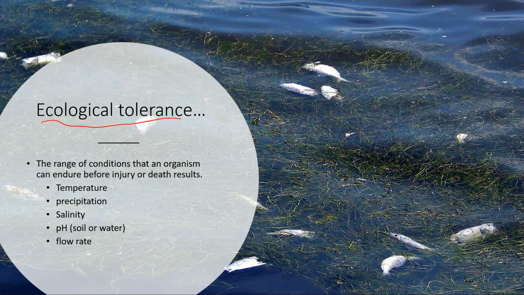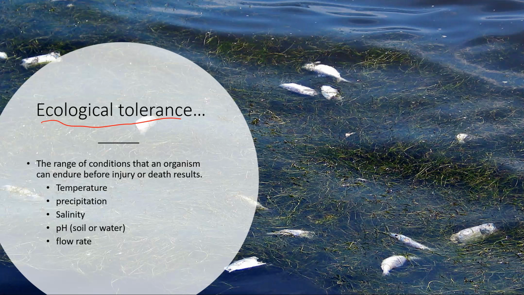Limiting factors are typically referring to abiotic factors like temperature, the amount of precipitation, how much salt is in the water if it's an aquatic ecosystem, the pH of the soil or water, how fast water is flowing. Those are things that different organisms have a different range of tolerance for. And so those types of conditions are some of the things that dictate where we find rainbow trout versus catfish, and things like that.